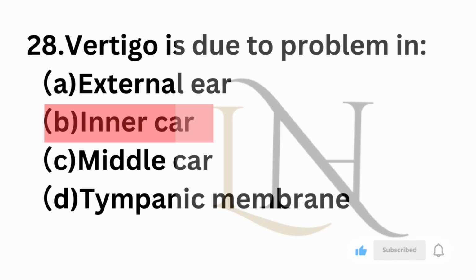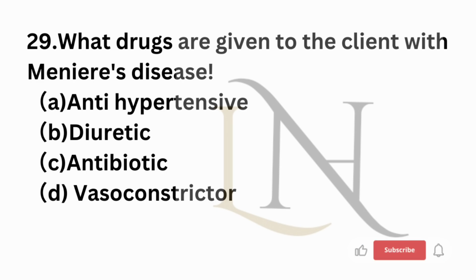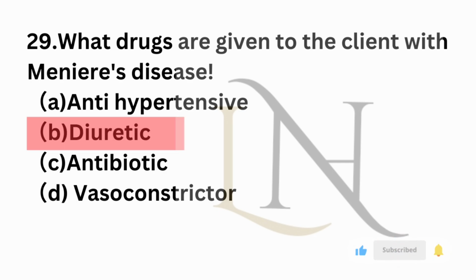Next question. What drugs are given to the client with Meniere's disease? Option A, antihypertensive. Option B, diuretic. Option C, antibiotic. Option D, vasoconstrictor. Correct answer: option B, diuretic is the correct answer.